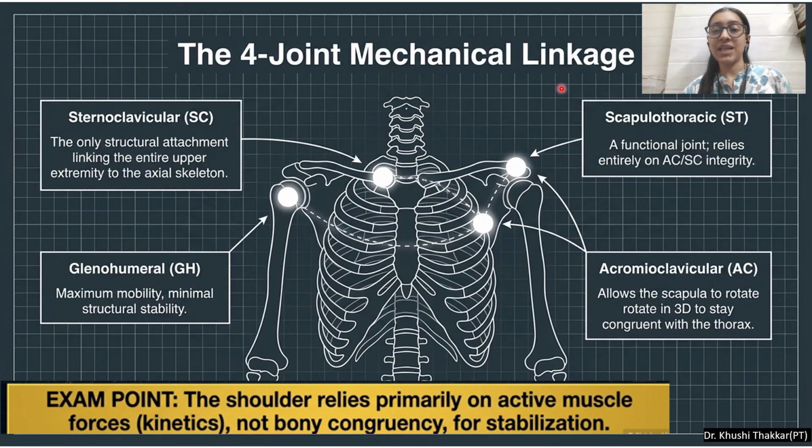And next comes the scapulothoracic joint, which is not a structural joint, it is a functional joint, and it relies entirely on the acromioclavicular and sternoclavicular joints for its integrity and is supported entirely by muscles. Always remember, the shoulder relies primarily on the active muscle forces, that is kinetics, and not on bony congruency for stabilization. This is very important for your MCQs and Viva.